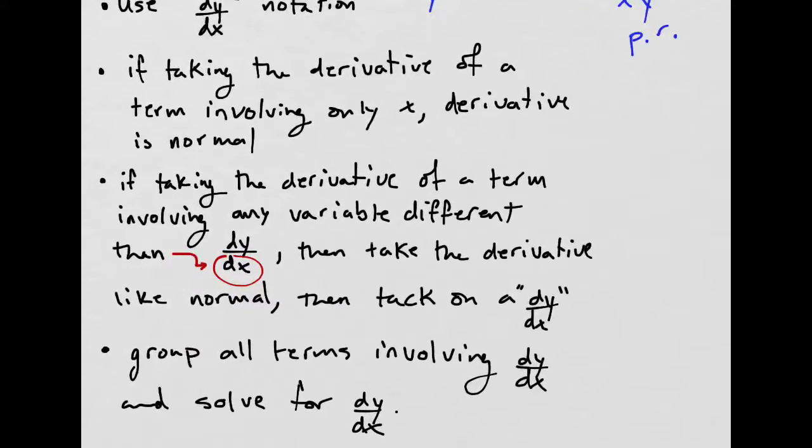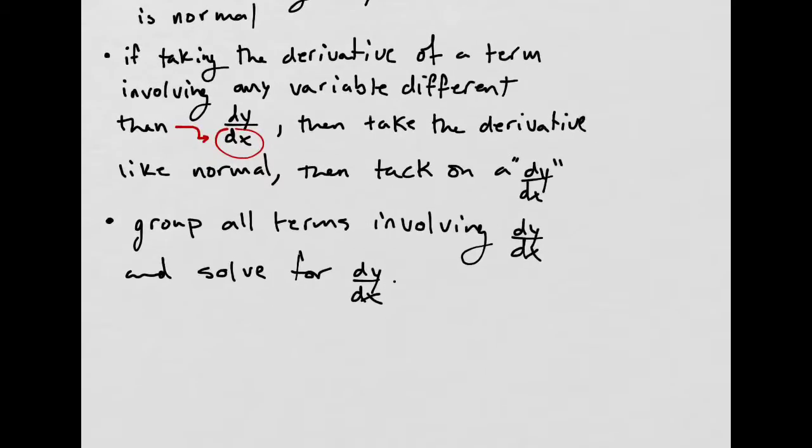So, if taking the derivative and the bottom doesn't agree with whatever variable you're taking the derivative of, then take the derivative like normal and tack on a dy dx. And move on. You group all the terms involving dy dx and then solve for dy dx. Usually you factor out stuff. One of the biggest mistakes that I see is some people get down to something like this: dy dx plus 2y dy dx equals some other stuff.